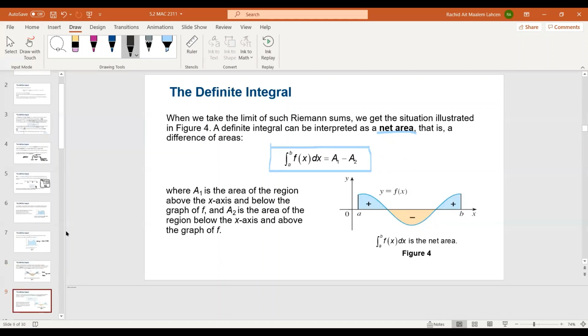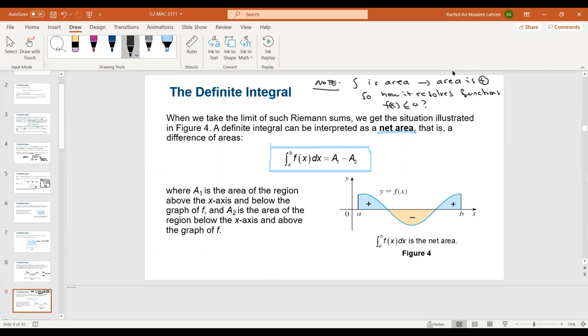Because if we say that the integral is the area, we know that the area is positive. So how does that resolve functions, let's say, below the x-axis? So that's something to think about.